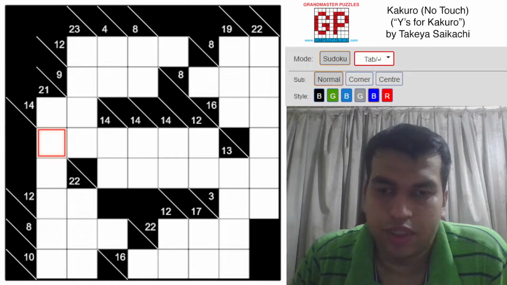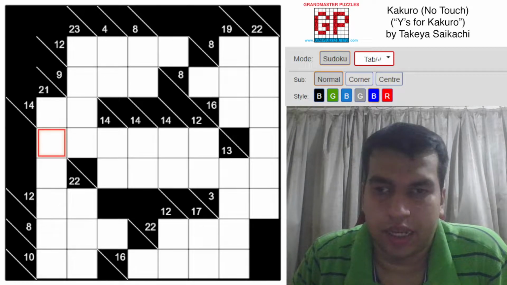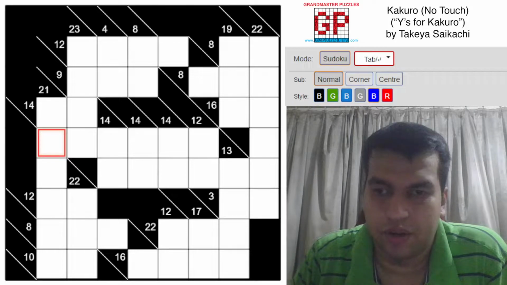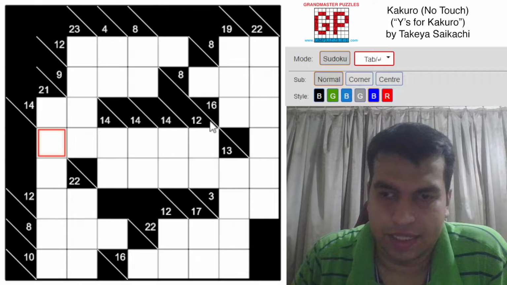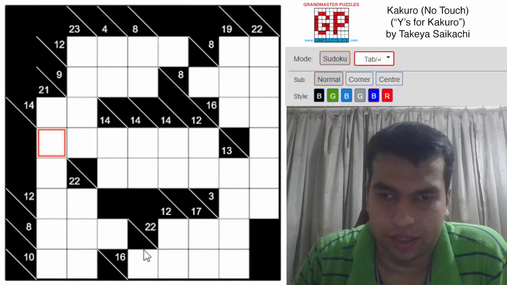We're here to talk through this Kakuro no touch variation by Takeya Saikachi. It's called Wise for Kakuro. I guess it's a play on the word wise. And you can see these two Y pentominoes within the grid.